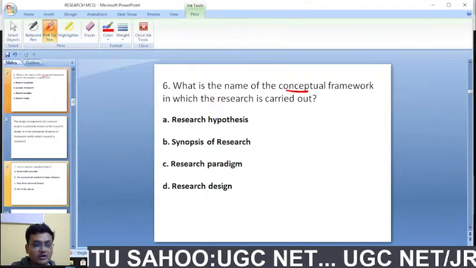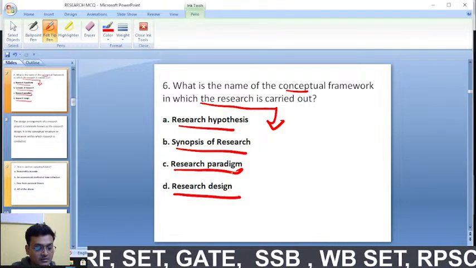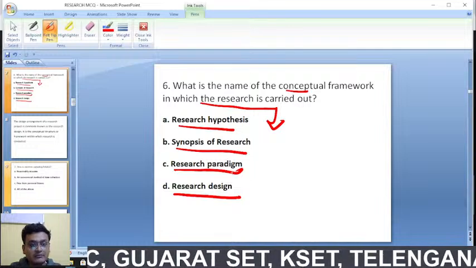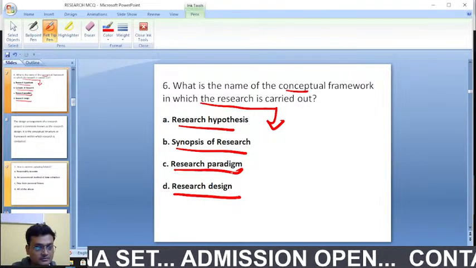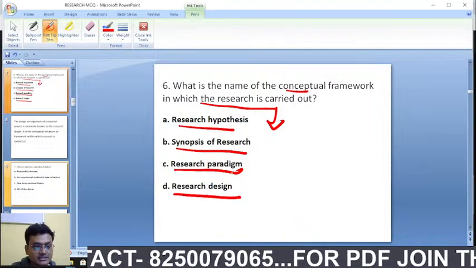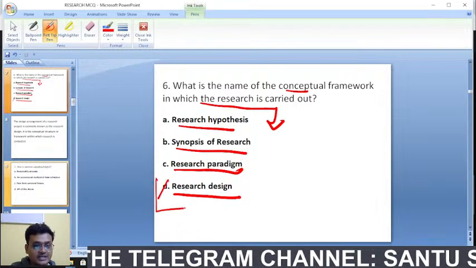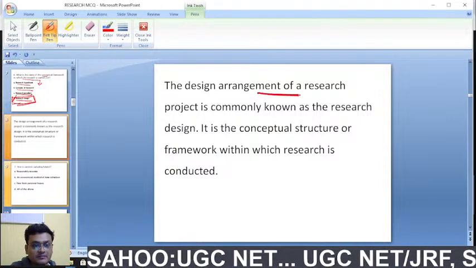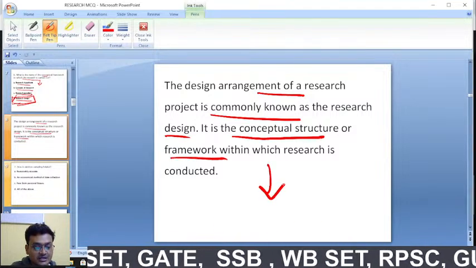What is the name of the conceptual framework in which the research is carried out? Research hypothesis, synopsis of research, research paradigm, research design. Exactly, got it. It's research design. The design arrangement of the research project is commonly known as the research design. It is the conceptual structure or the framework within which research is conducted.